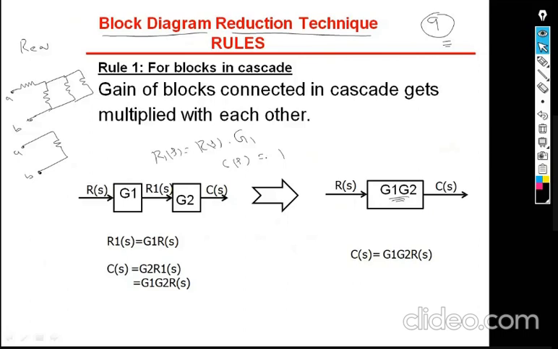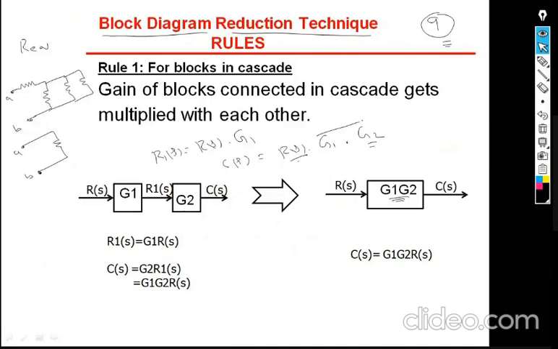What is input? R1 of S. What is R1 of S? R of S into G1, and the block value is G2. Hence I can say G of S output is equal to R of S into G1 G2.